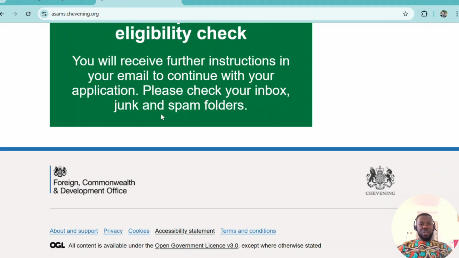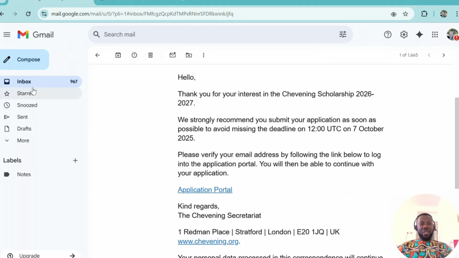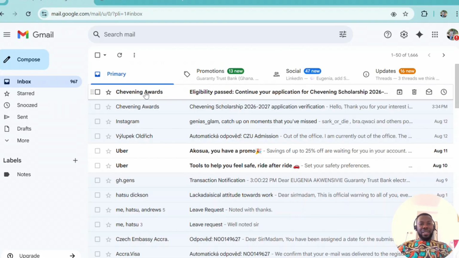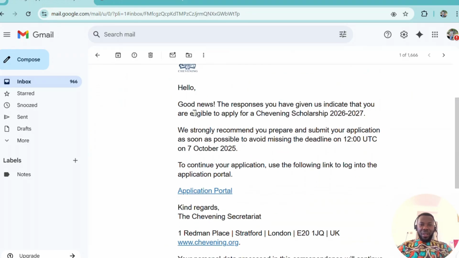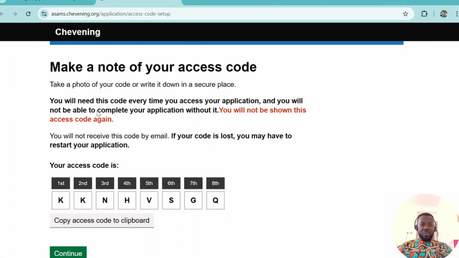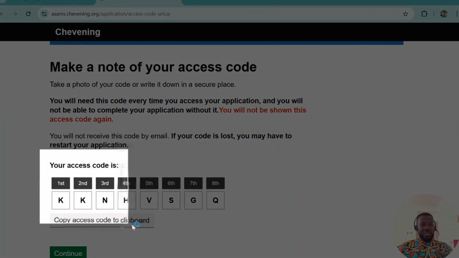Please check your inbox, junk or spam folder. So let's go back to the inbox and check again. Good news. The responses you have given us indicate that you are eligible to apply for the scholarship. We strongly recommend again the same thing. Let's go here. Make a note of your success code. So I will screenshot this because you will need it.